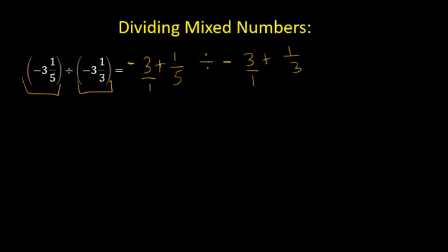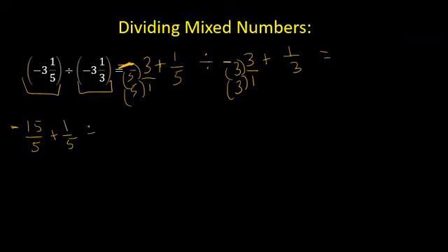Now what do we do? Well, I have to take a look at my shoes. Are my boots the same? I can't leave my house with mismatched boots. So I'm going to put a little 5 here. And whatever I do to the bottom, I have to do to the top, it's necessary. And then I'm going to do the same thing here for this second term. Whatever I do to the bottom, I have to do to the top. What does it give me? It gives me 15/5 plus 1/5 divided by -9/3 plus 1/3.